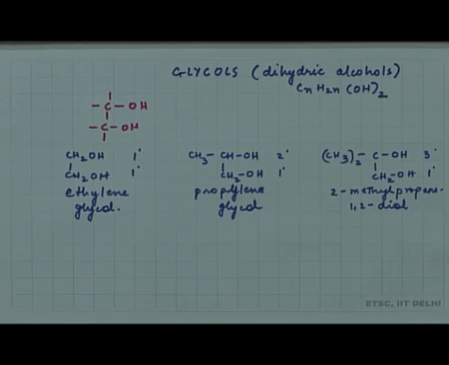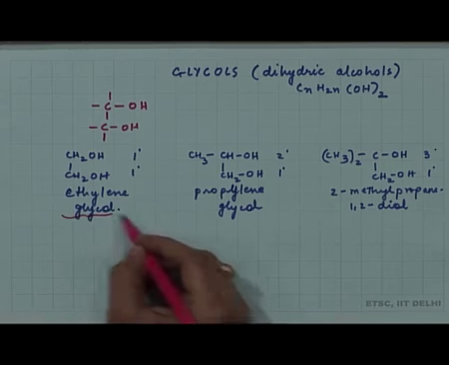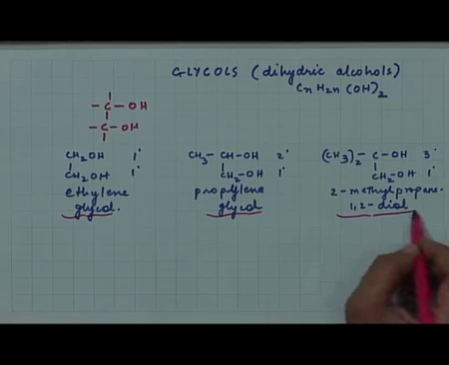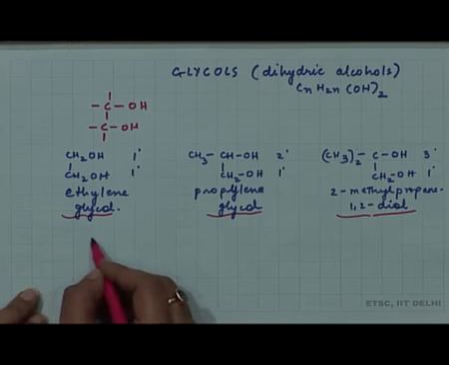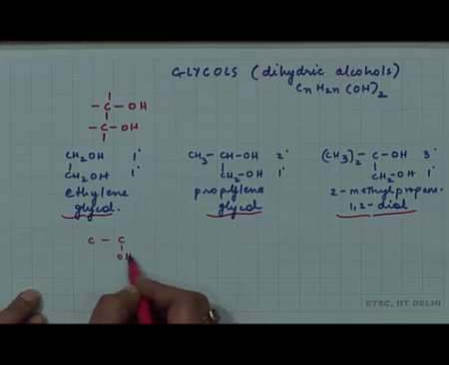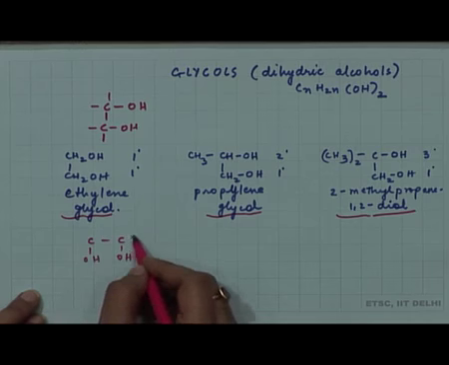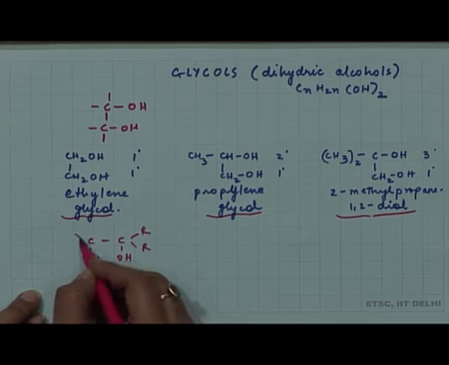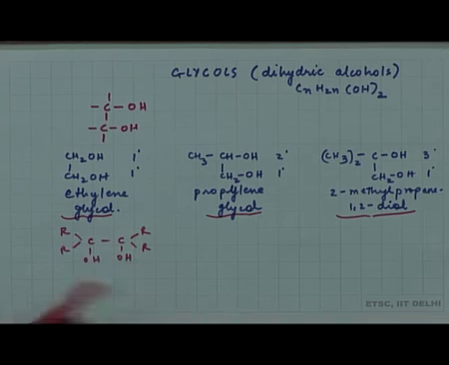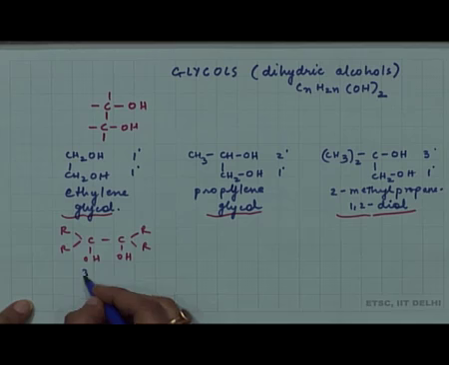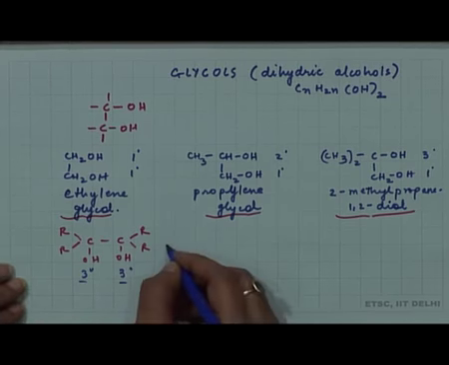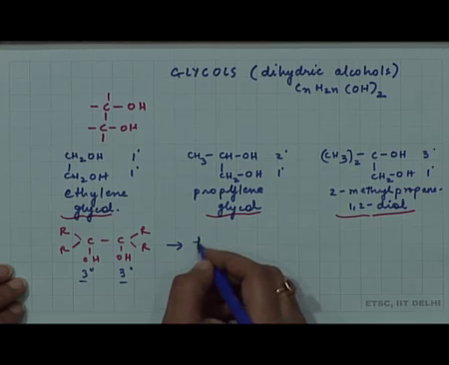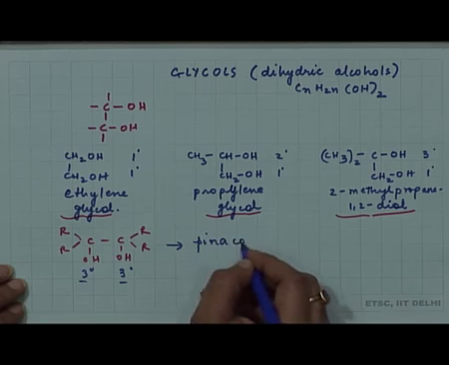So, you have many different examples of glycols. Suppose both the carbons bearing the hydroxy group are tertiary carbons. This is an example where both the hydroxy groups are present on tertiary carbon atoms. These kinds of diols are called pinacols.